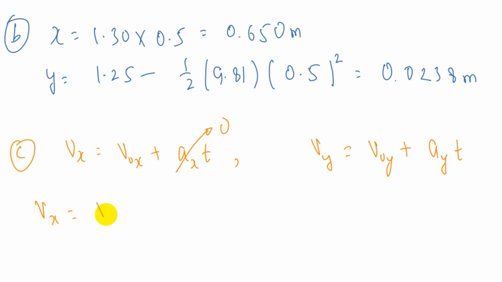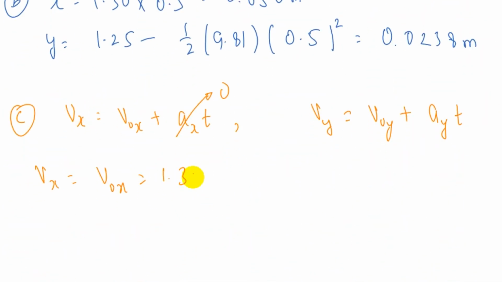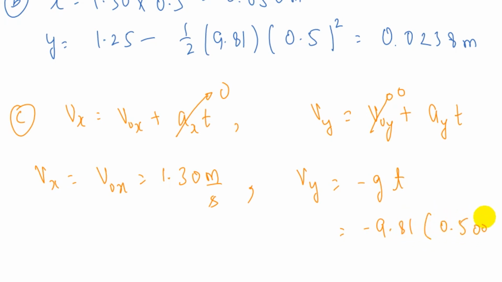So vx will be v naught x, and v naught x we already know it is 1.30 meter per second. So the velocity in the x direction remains the same because there is no acceleration and there is no drag force. So that is why this velocity remains same. Now in the vertical direction, v naught y is 0, ay is minus g, times t. g is 9.81 and time that we have to take is 0.500 seconds. So this value comes out to be minus 4.91 meter per second. So we have obtained the x and y component of velocity at time t equals 0.5 seconds.